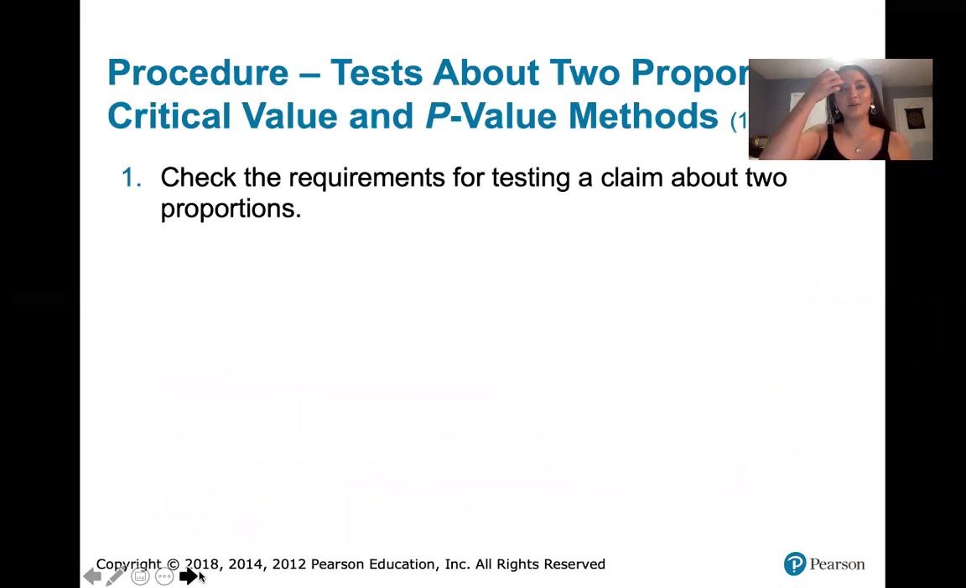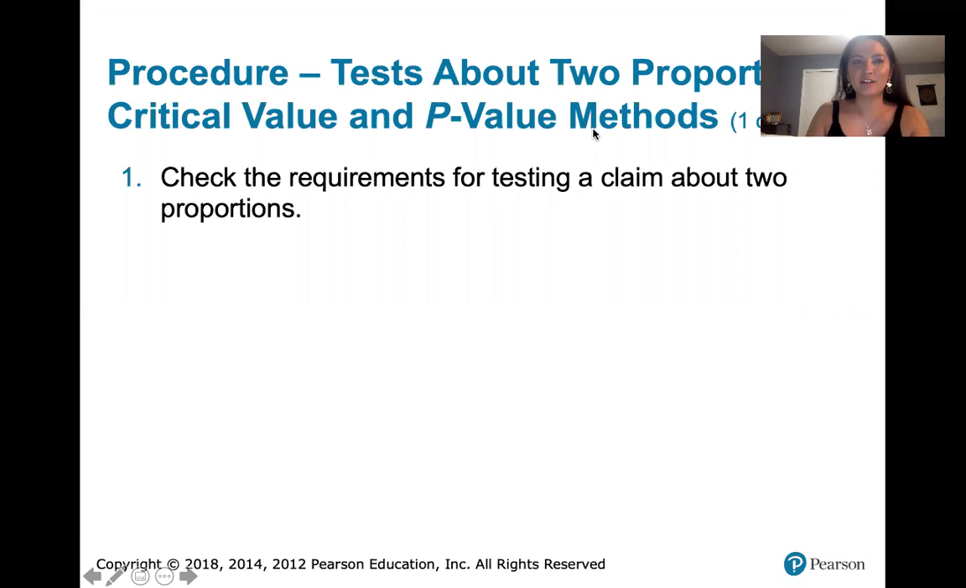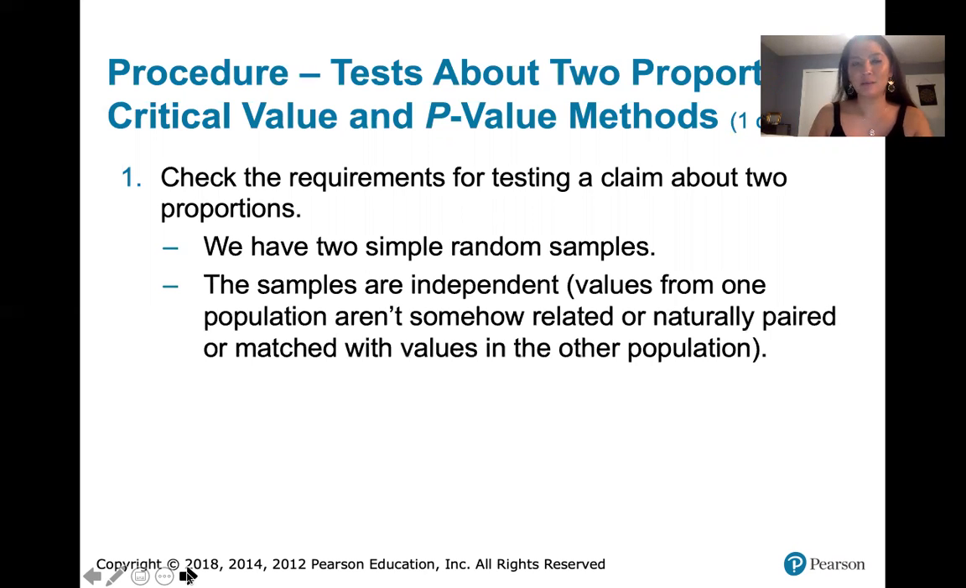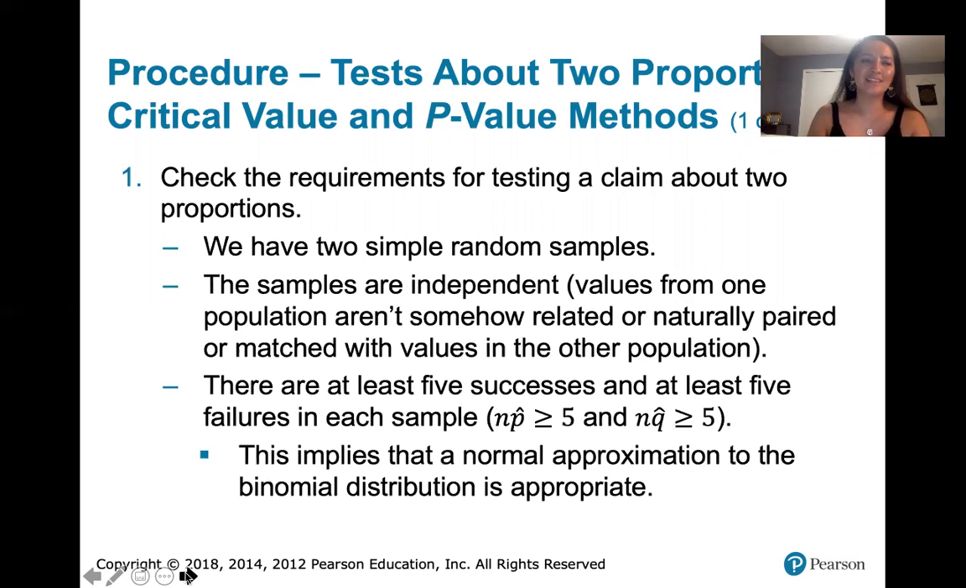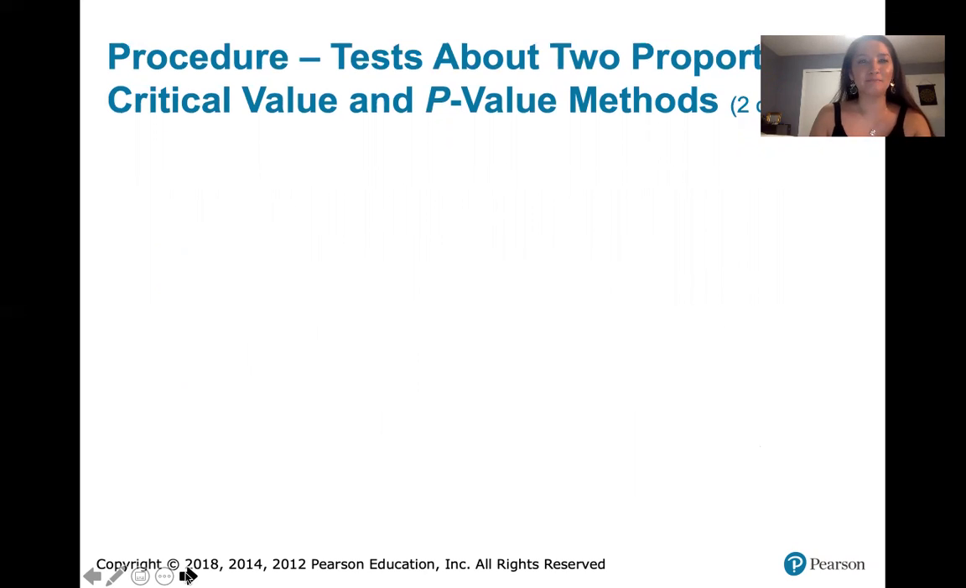Just as a brief review of how this works, the p-value method and the critical value method start in the same way. We start by checking the requirements for testing a claim about two proportions. So we need to have two simple random samples. We need to make sure that those samples are independent, and we need at least 5 successes and 5 failures in each sample. We talked about this in more detail in the last video, which covered the p-value method for two proportions. Now that last requirement implies that a normal approximation to the binomial distribution is appropriate.